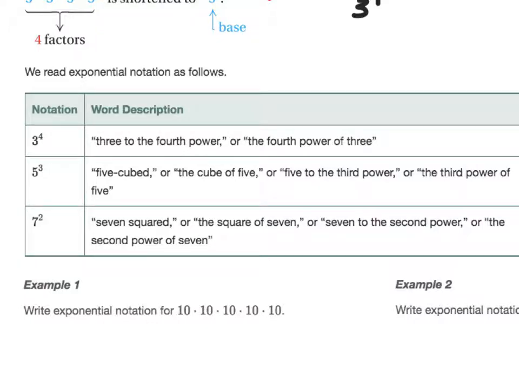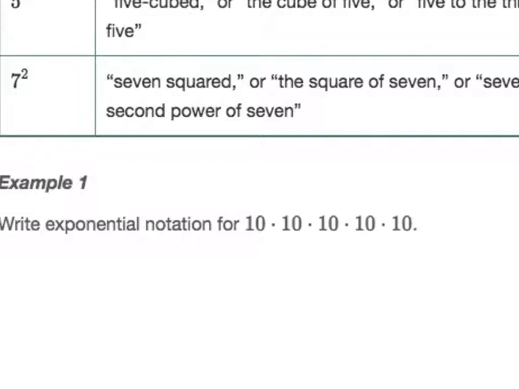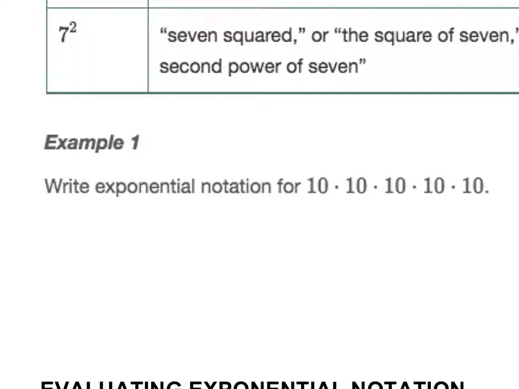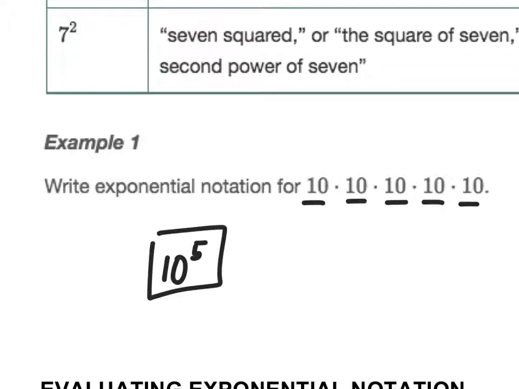Okay, so let's jump right in and talk about some of the examples and things that you'll see on your homework. So what I want to do is I want to write the exponential notation for 10 times 10 times 10 times 10 times 10. Okay, now how many times am I multiplying 10 by itself? And that answer is 5. So if you just count these, 1, 2, 3, 4, 5, my answer would just be 10 to the 5th power, and that's it. And that's my answer.